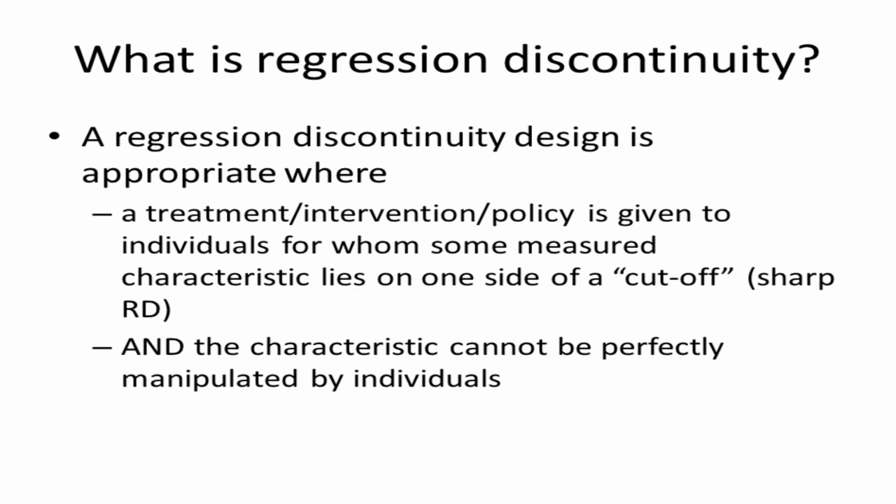So this is why the method is not always applicable. If you have a policy which is given out universally to the entire population, you haven't got a discontinuity. Or if you have a policy where people have to clear some threshold in order to get the policy or intervention, but they can manipulate that perfectly, then you haven't got a discontinuity. But if you have, then you may be in luck.